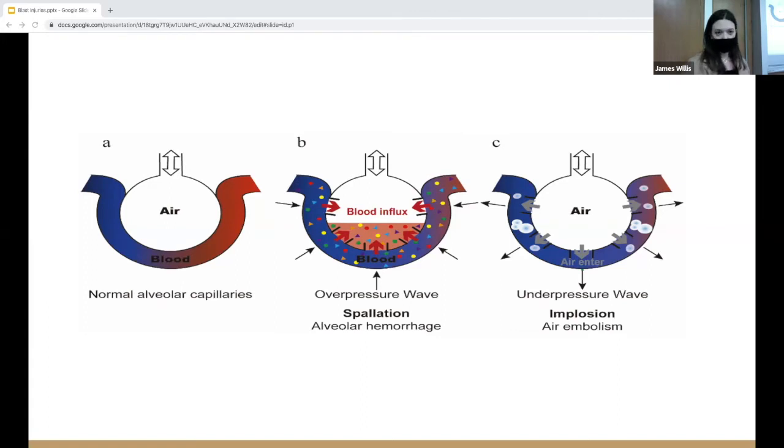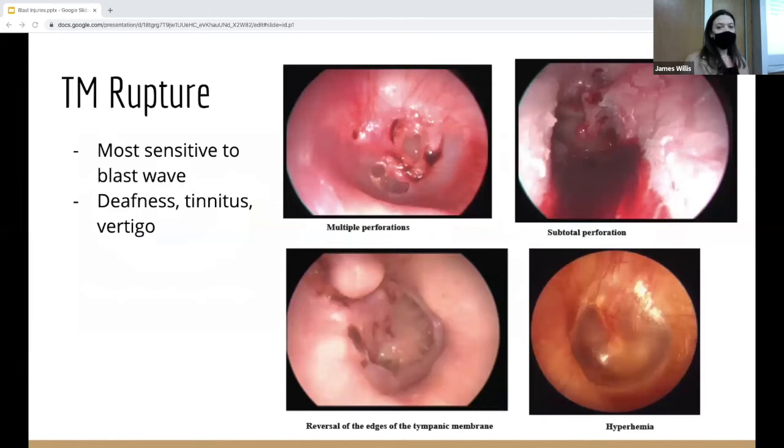Okay, next I'm going to talk about the most common organ that's injured in a primary blast injury, and that's the tympanic membrane. The tympanic membrane is very sensitive to changes in pressure and always needs to be assessed in any type of explosion. Injury usually depends on orientation of the ear to the blast. You should suspect this in a patient that has deafness, tinnitus, and vertigo.